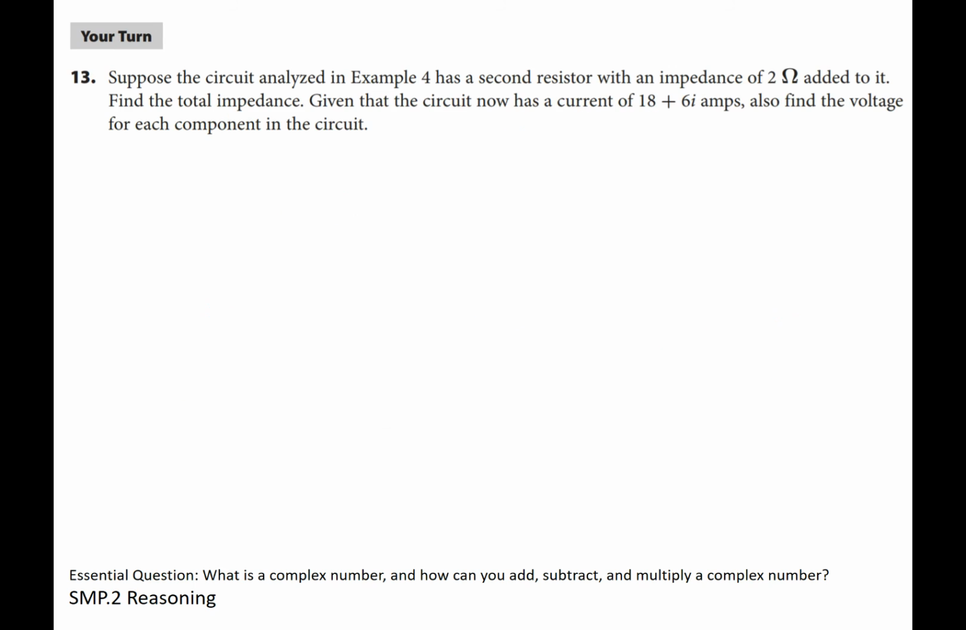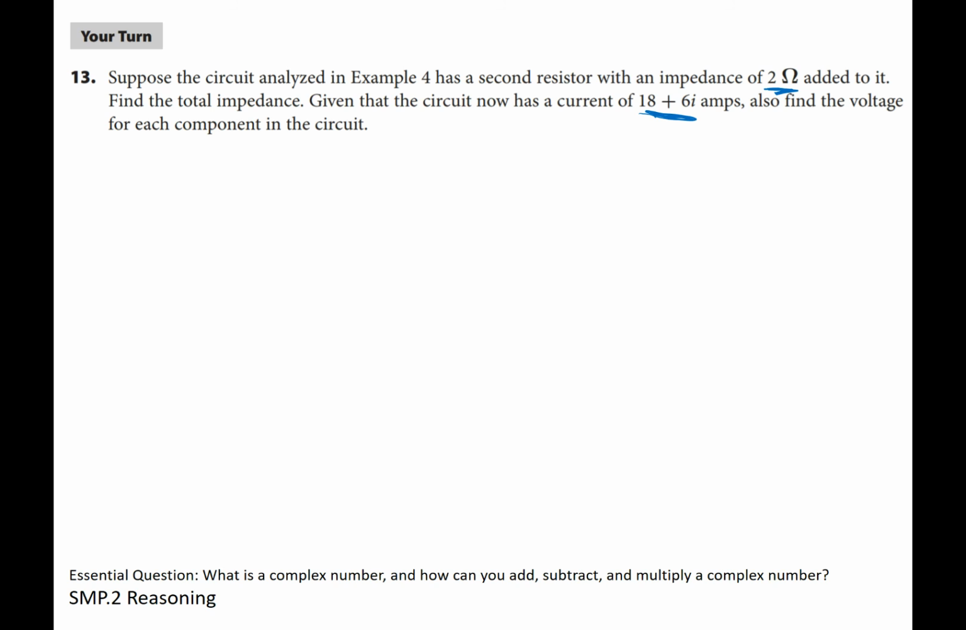All right, so we're going to try one more of these. Suppose the circuit analyzed in example 4 has a second resistor of impedance of 2 ohms added to it. Find the total impedance given that the circuit now has a current of 18 plus 6i amps. Also find the voltage for each component in the circuit.